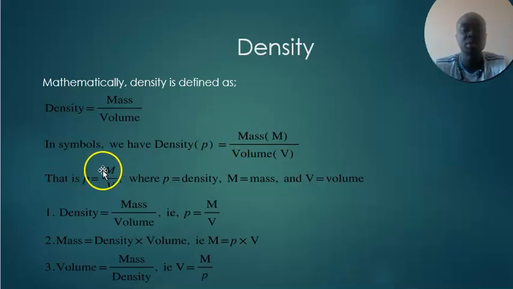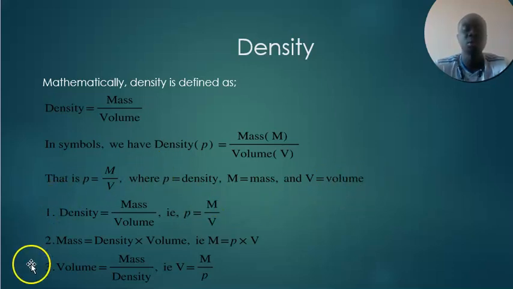So you can have rho is equal to M over V, where rho is density, M is the mass, and V is the volume. So in exams, you can write the formula for density, which is rho is equal to M over V. But you should indicate that this rho represents density, this M represents the mass, and this V represents the volume.